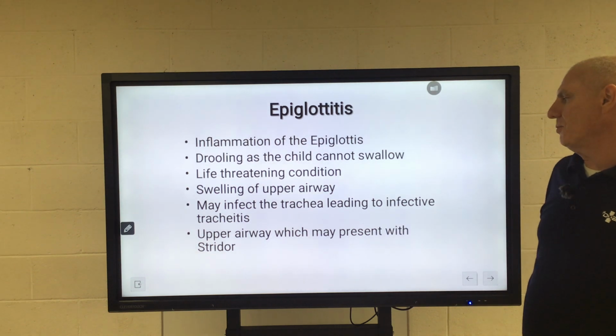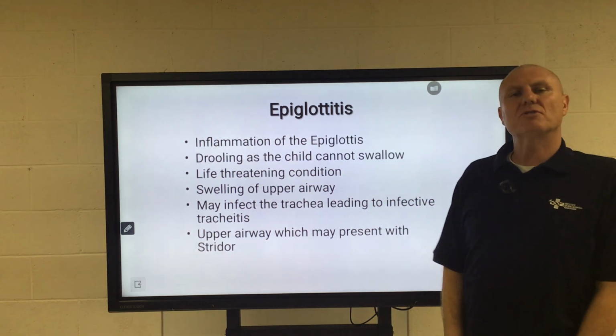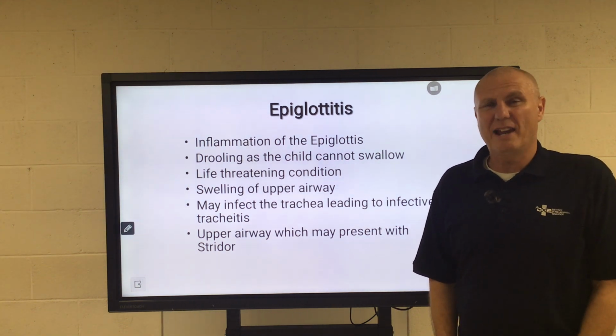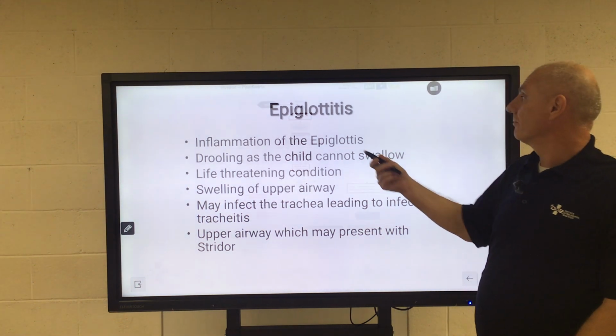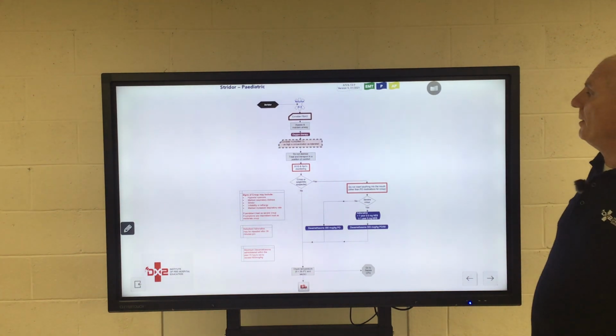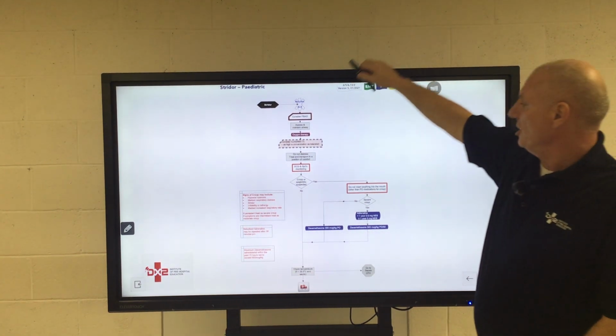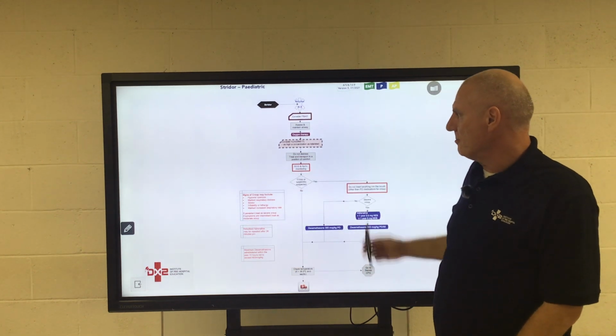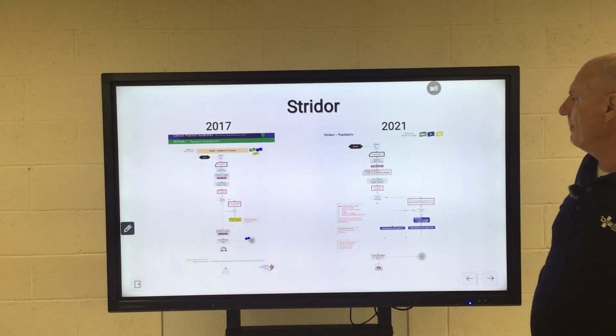Upper airway, which may present with stridor. And again, stridor in either of those two children there needs to be seriously investigated. They look washy, they sound lousy, they need to be looked at. Here's the actual paediatric stridor CPG itself. It's a pretty straight flow. There's a number of information boxes here which we'll have a look at.